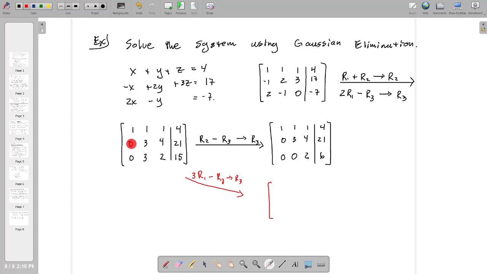So if we do row 1, 1, 1, 4, 0, 3, 4, 21, and then if we did 3 times row 1 minus row 3 to replace row 3, we would have 3 times 1 minus 0 would give me a 3 here. But I don't want a 3 there, I want a 0 there. And I had a 0 there already. So I don't want to mess with that 0, which means I can't use row 1 in this manipulation. You need to keep in mind the other columns. It's important.